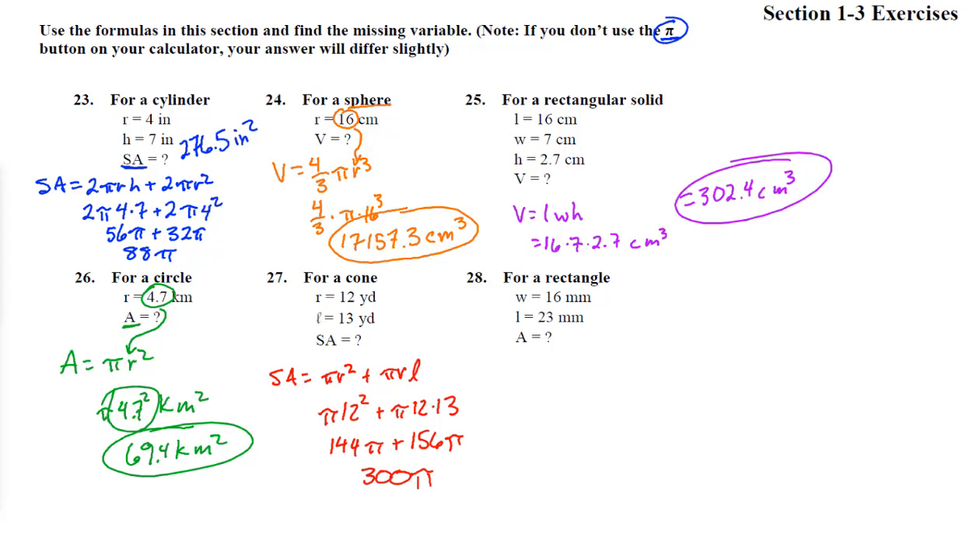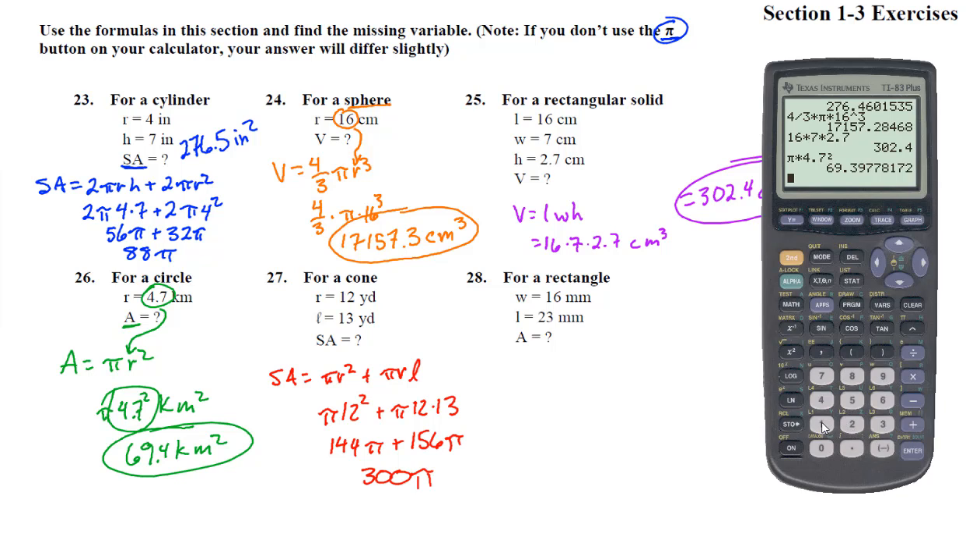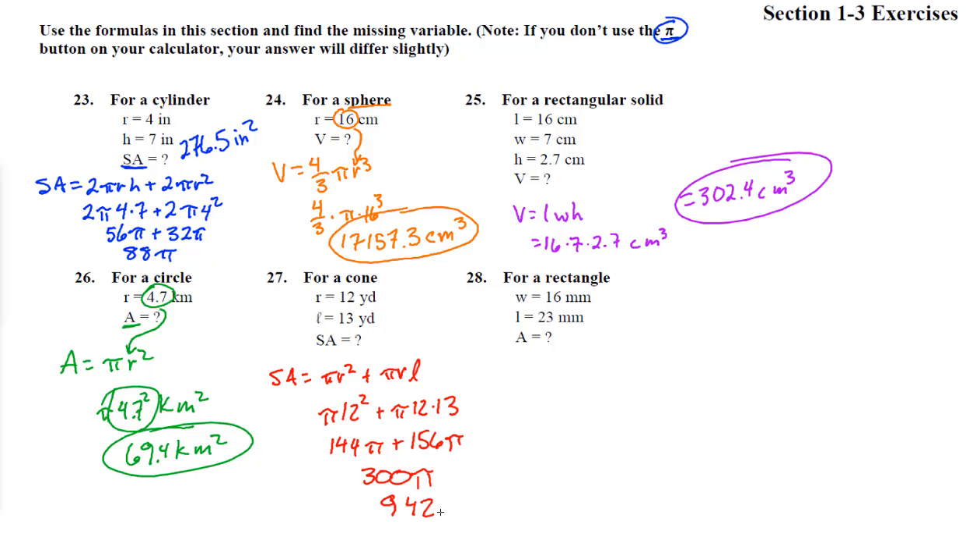Yeah, alrighty, let's stick that in. We'll go ahead and type all of it in. You get 144 pi plus 156 pi, and it should be the same as 300 pi. 942.48 if we round appropriately. And this is in yards squared because we're in an area. Yards squared. Excellent.